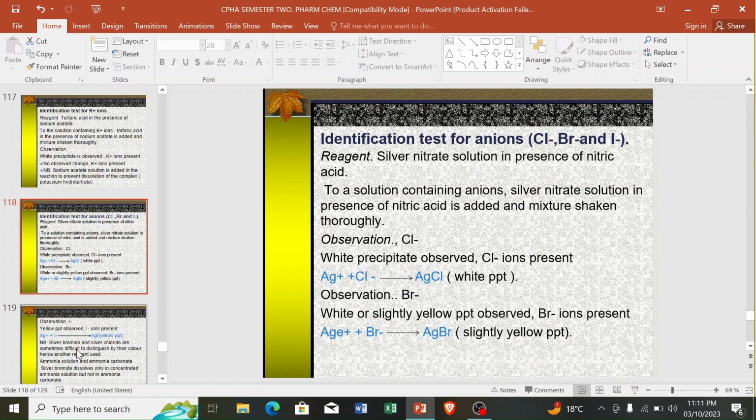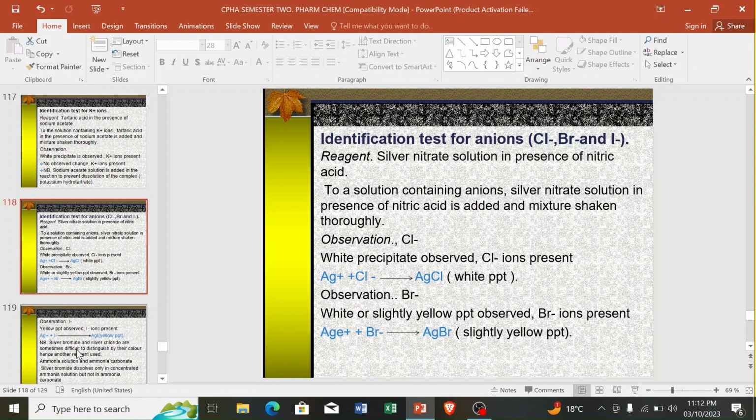Identification test for anions. We have the chloride, the bromide, and the iodide. Here we have reagents that we use for our halogens, the anions. The reagent, if we remember very well, besides HCl, we also use silver nitrate. Silver nitrate works for all three ions of group 7 of the periodic table. So we have silver nitrate solution in the presence of nitric acid. To a solution containing the anions, that is the chloride, the bromide, and iodide, silver nitrate solution in the presence of nitric acid is added and the mixture shaken thoroughly.